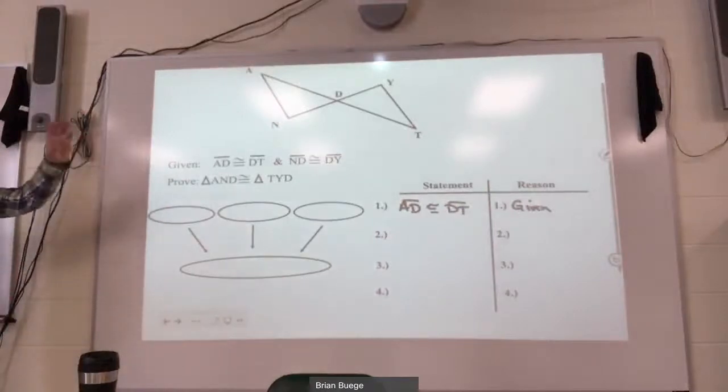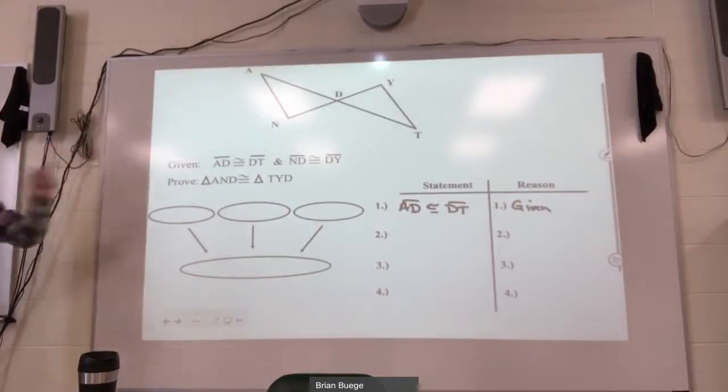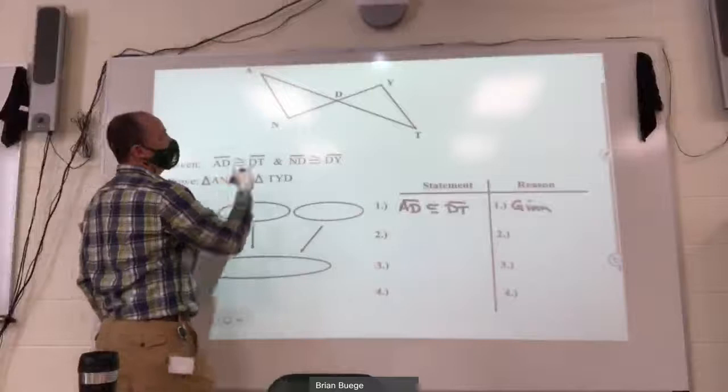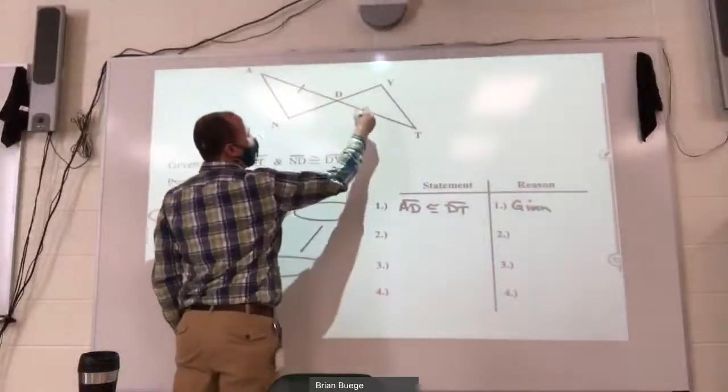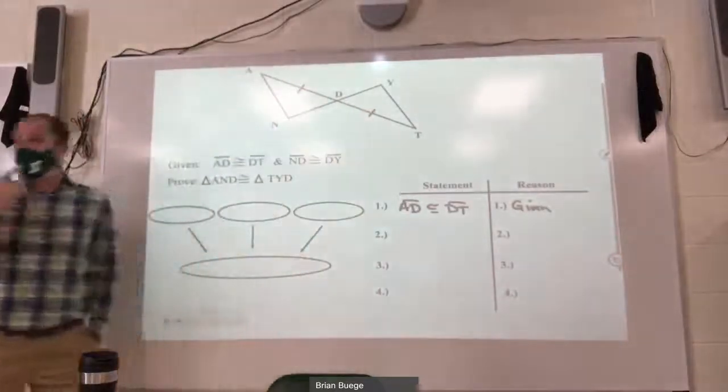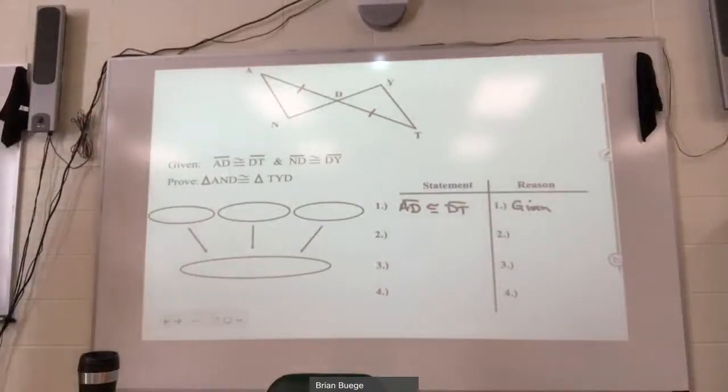As you put stuff in your proof, make sure you also mark up the picture so you can see what's going on as you do the problem. So if I've got AD congruent to DT, that means that side is congruent to that side. Okay? Put it in the picture so you can see it. I promise it will help you.